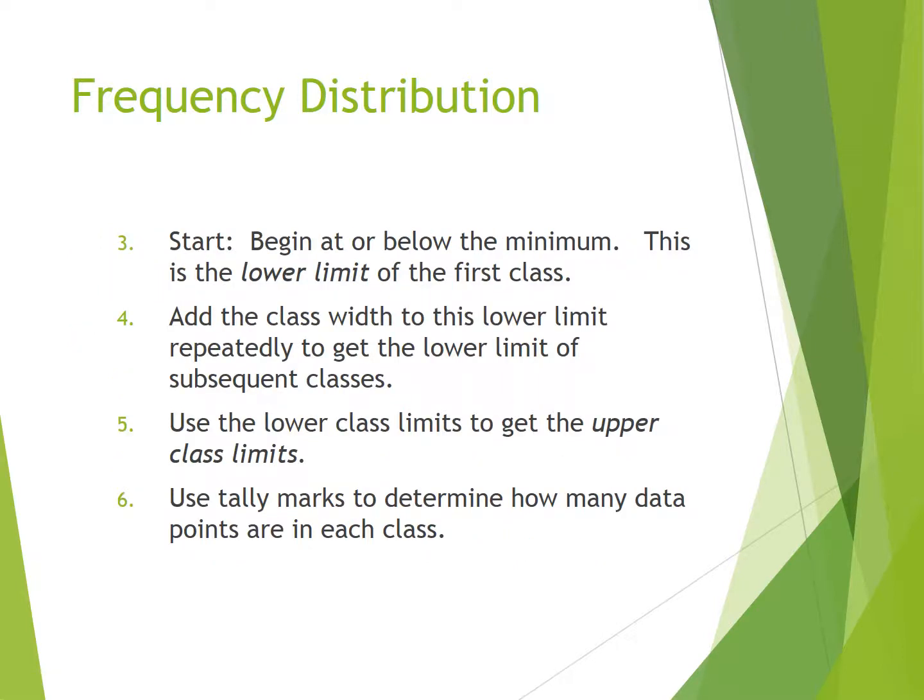Begin at or below the minimum value. This will be the lower limit of the first class. Now add the class width to this lower limit repeatedly to get all the subsequent lower limits. Use these lower class limits to get the upper class limits so that they are right up to each other but do not overlap. They touch but do not overlap. Then you can just use tally marks to determine how many data values are in each of these classes.